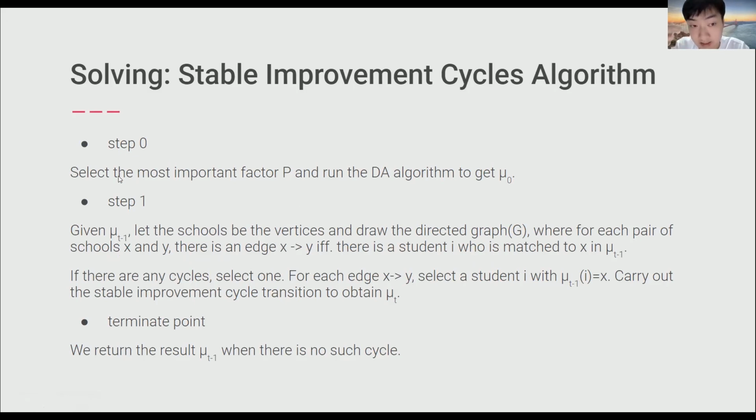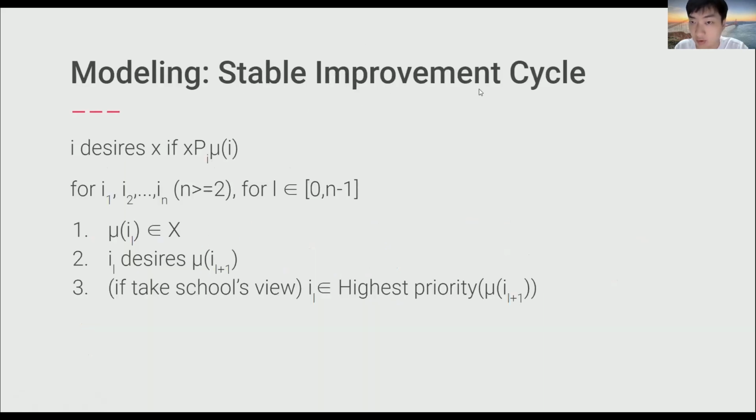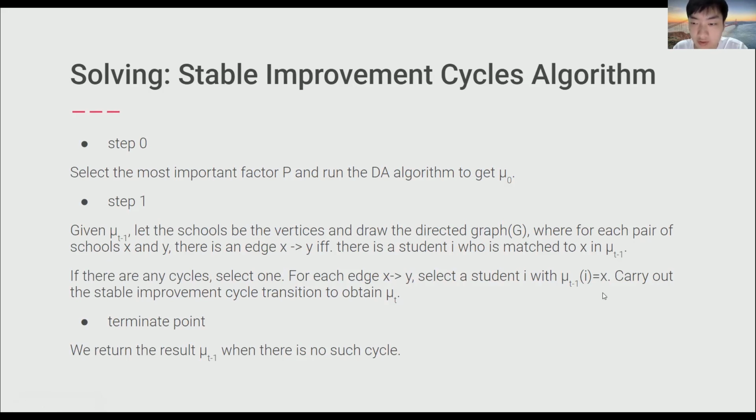Step 0 is to find the most important P in our view and run the DA algorithm to get mu_0. And in the following step, we are given mu_{t-1}, and let schools be the vertices and draw the directed graph, where for each pair of schools X and Y there is an edge if and only if there is a student I who is matched to X in mu_{t-1} and desires Y. If there are any cycles, it means we have found stable improvement cycles. So we carry out the stable improvement cycle transition to obtain mu_t. When there are no such cycles, we can exit the algorithm.